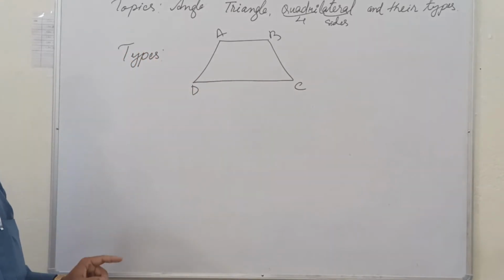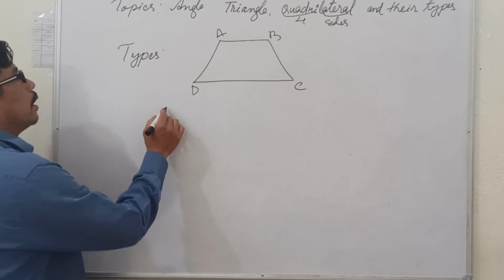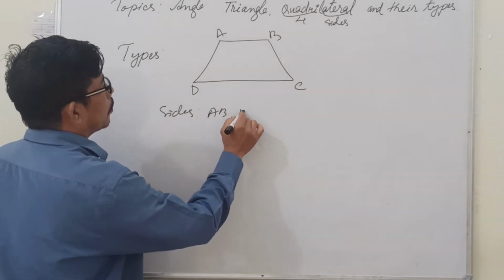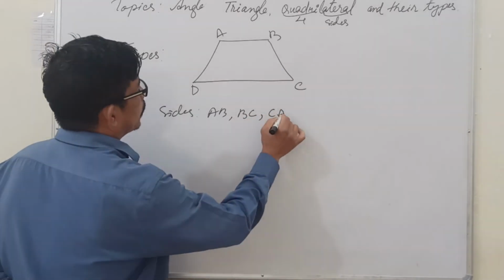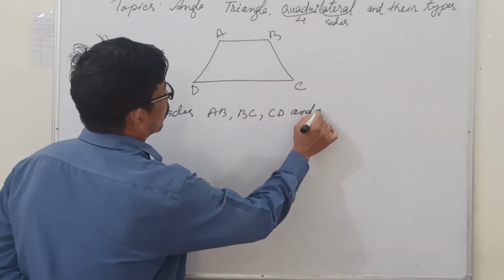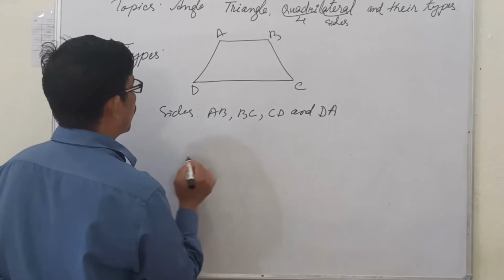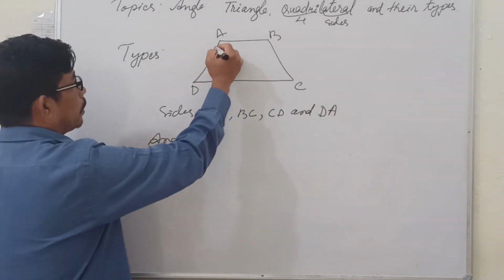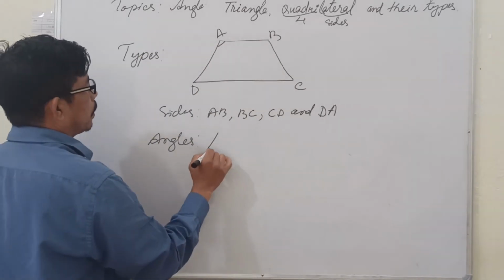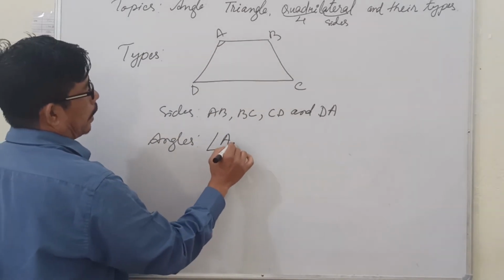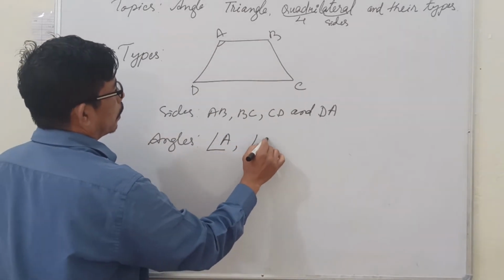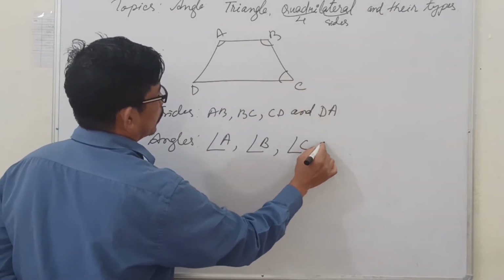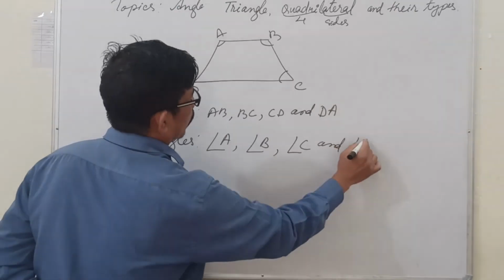What are the sides of the quadrilateral? The sides are AB, BC, CD and DA. And the angles? What are the angles? Angle A, angle B, angle C and angle D.